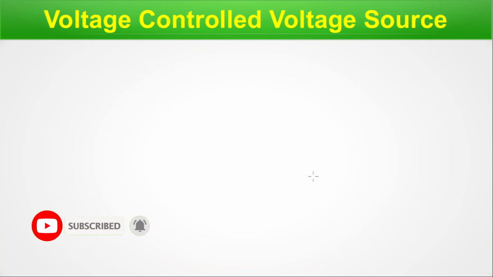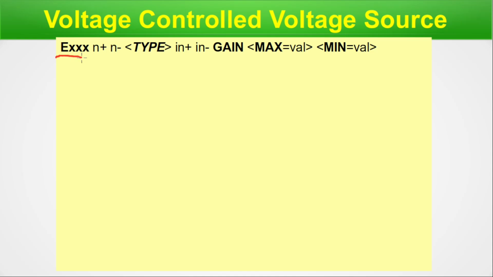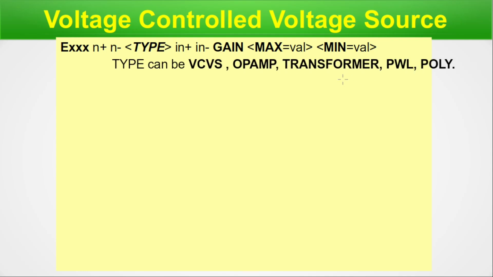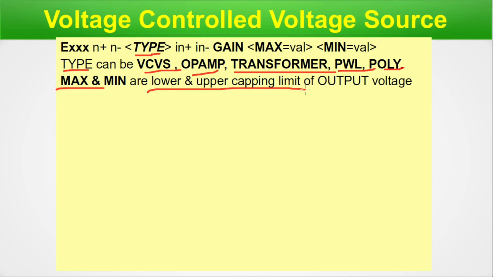Voltage controlled voltage source. So here goes our syntax. This is E, and it would be alphanumeric, node 1 and node 2 in between which it is connected. We give a type, then we have again the independent sources here in between these two nodes, then gain, max value, mean value. These are upper and lower caps of the voltage. Let us see through examples. This type can be VCVS, op-amp, transformer, PWL, poly. Max and mean are the two upper and lower capping limits of the output voltage.